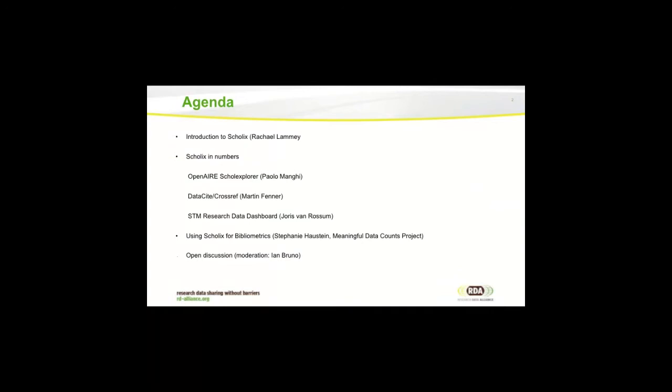We have a number of speakers who should cover a lot of aspects of Scholix. I'm going to start off with a bit of an introduction, maybe if you're newer to the area or if you just need a reminder. We're going to take a run through Scholix in numbers from Paolo, Martin and Joris, who are going to talk from their various perspectives. And then Stephanie Hosteen from the Meaningful Data Counts project is going to look at Scholix through a bibliometrics lens.